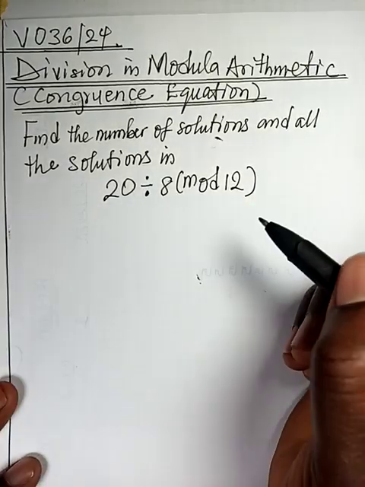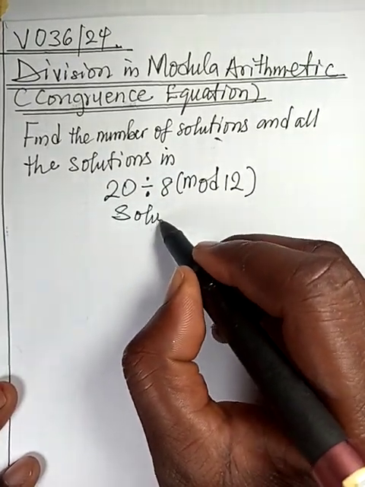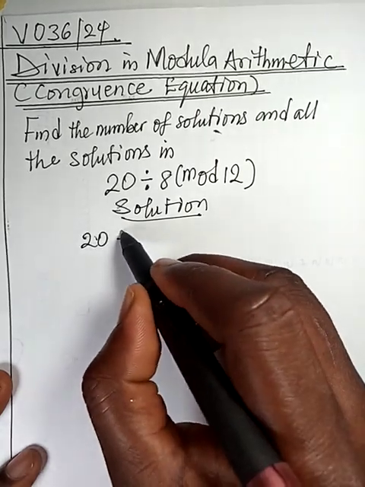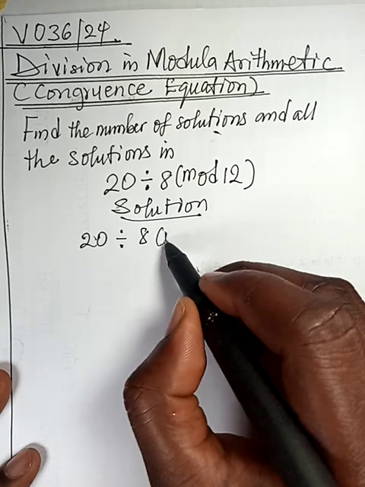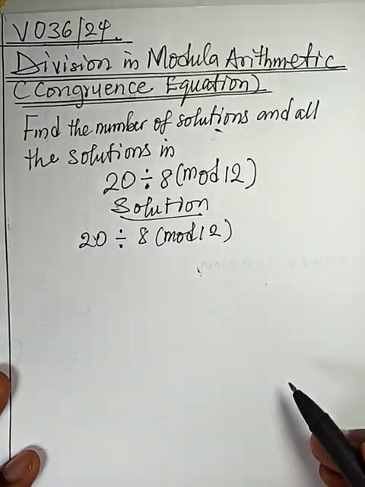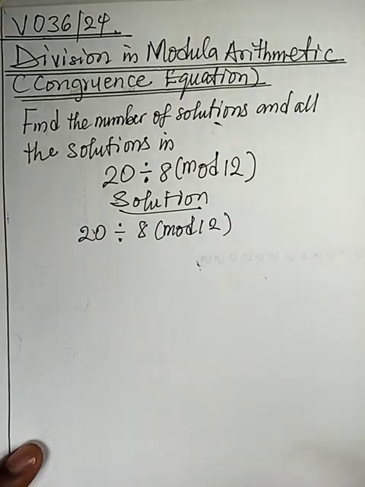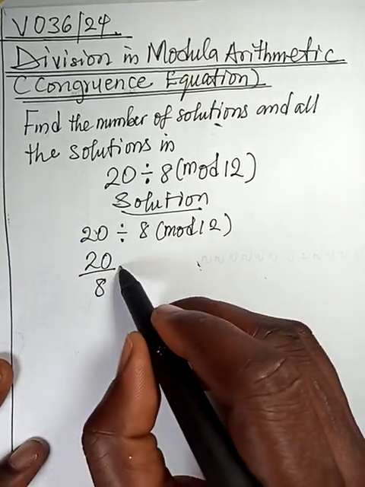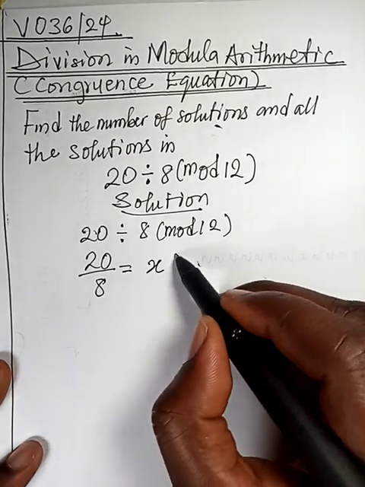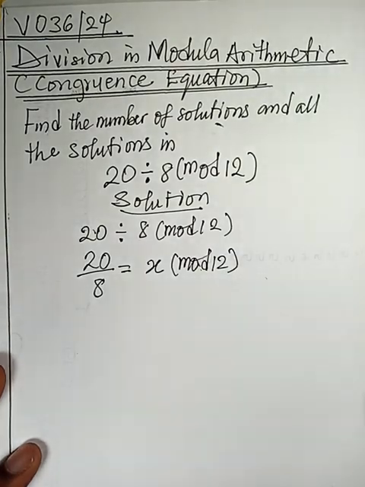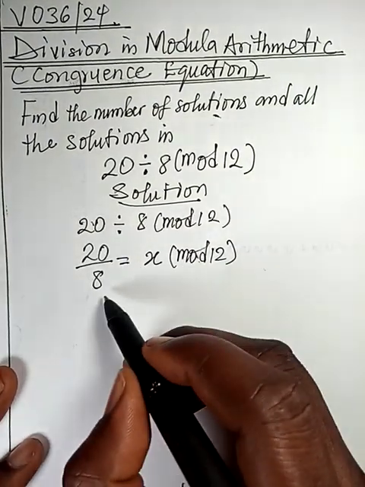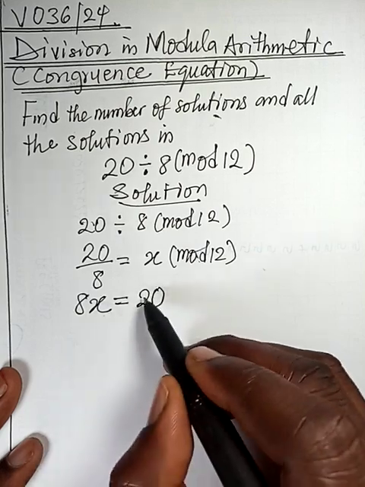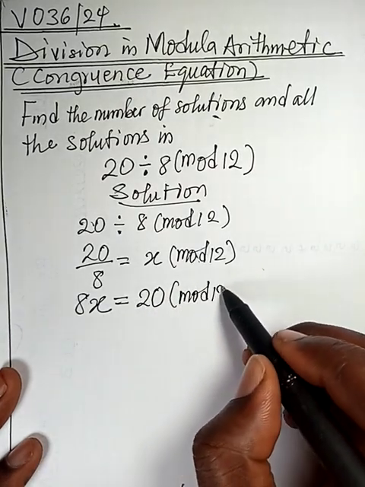All right, we have a question here. So, how do we approach this problem? We have 20 divided by 8 mod 12. Now we can rewrite this with what we know about division. We can rewrite this as 20 all over 8 will give us something mod 12. Now if we cross multiply, we are going to have 8x is equal to 20 mod 12.